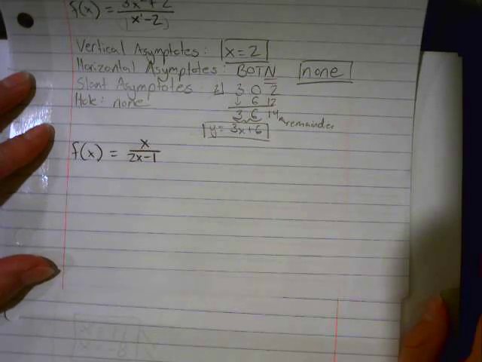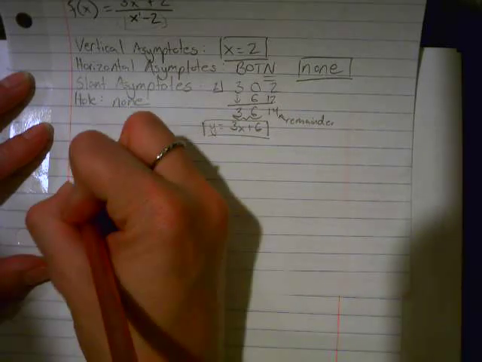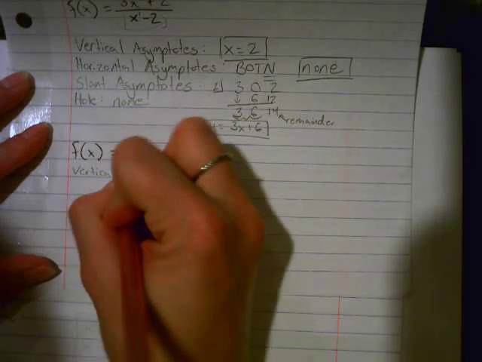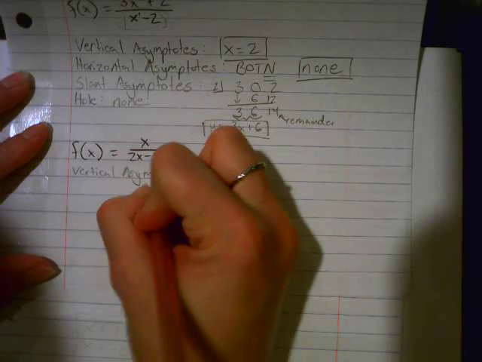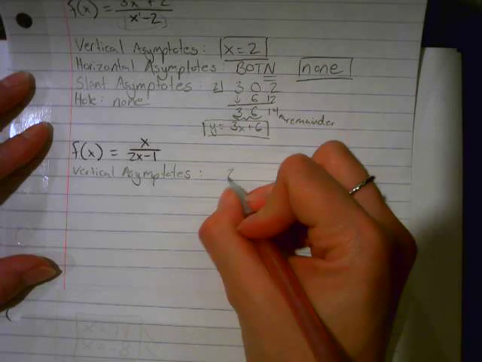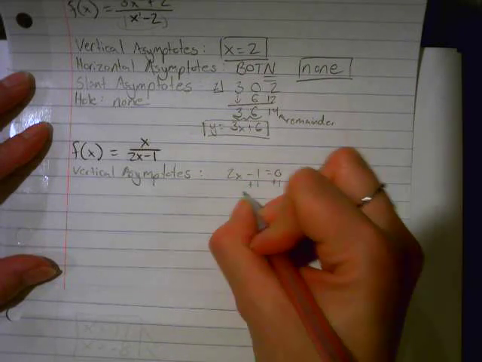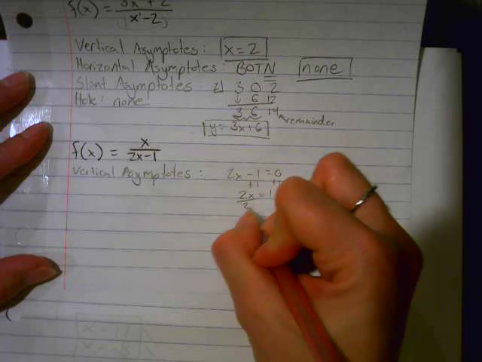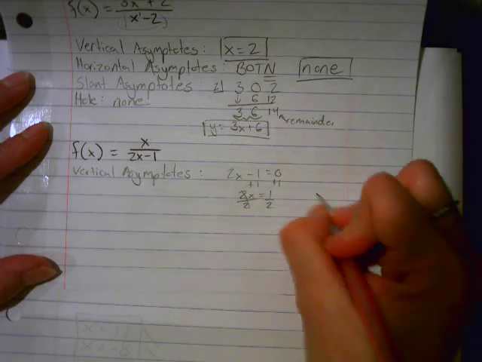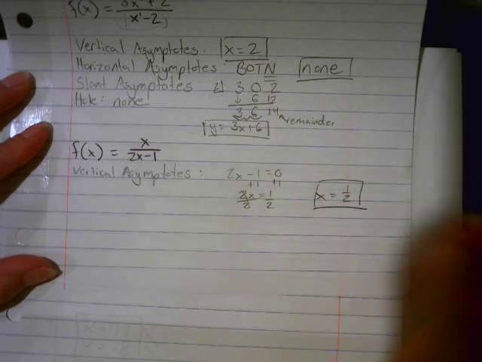All right, last example. f of x equals x divided by 2x minus 1. For vertical asymptotes, I'm thinking what x value will make my denominator equal to 0. If you need to actually set it equal to 0 to solve, you can, and we'll end up with x equals 1/2. So I'll have an asymptote at x equals 1/2.